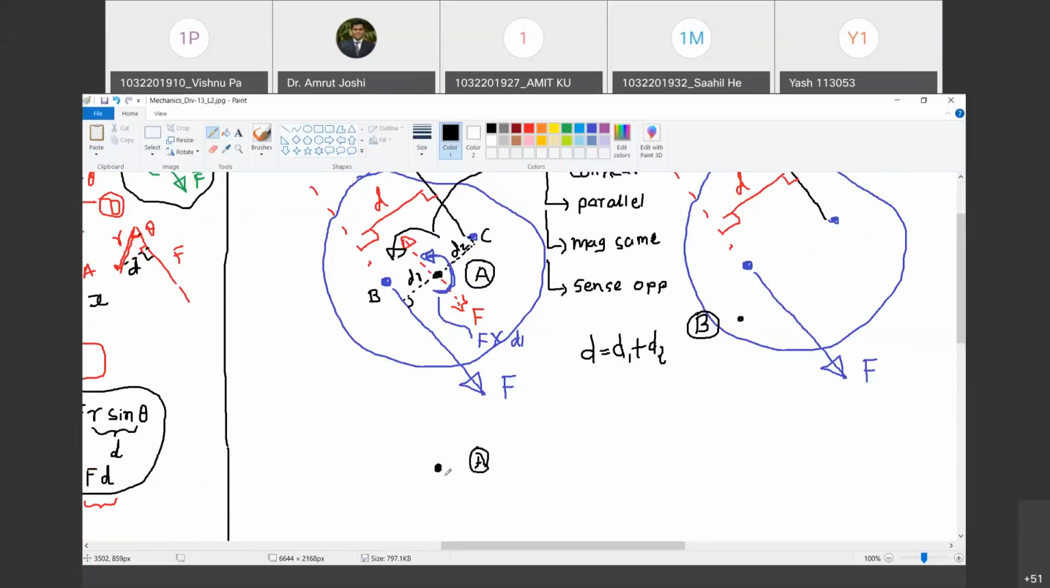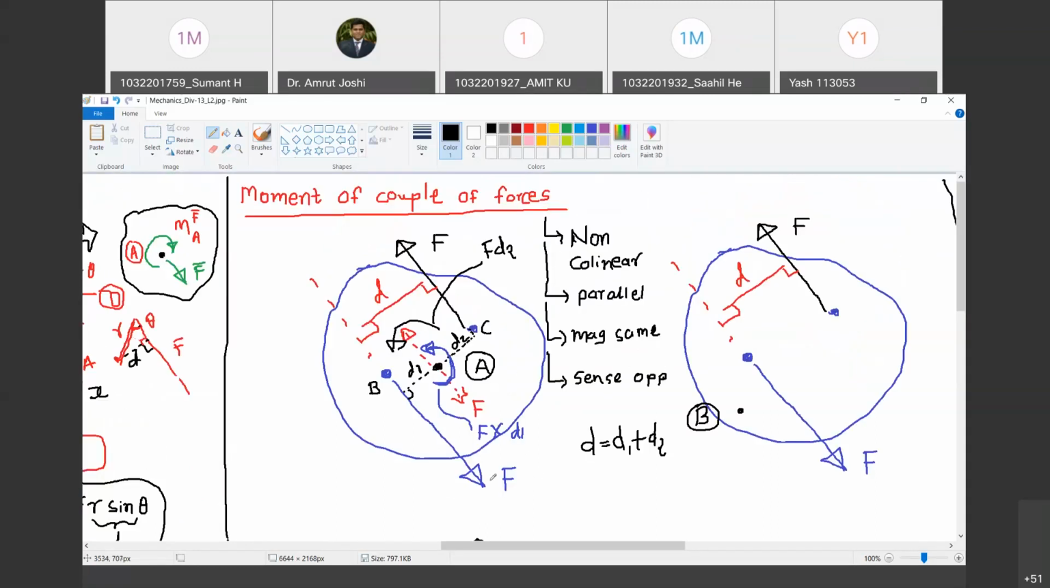There are only two moments which have same sense, anti-clockwise sense. So what is the total moment acting here? I will add these two moments. So what will it be? F into (D1 plus D2). Do you agree with me? Yes. But what is D1 plus D2? D1 plus D2 is nothing but D. Happy? So what I understand, very interesting observation.